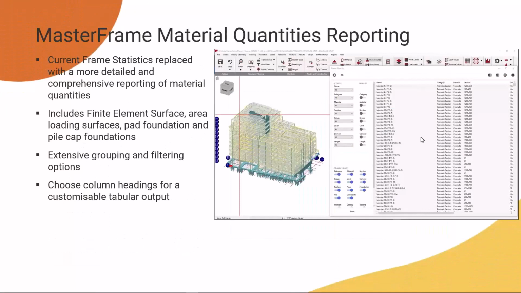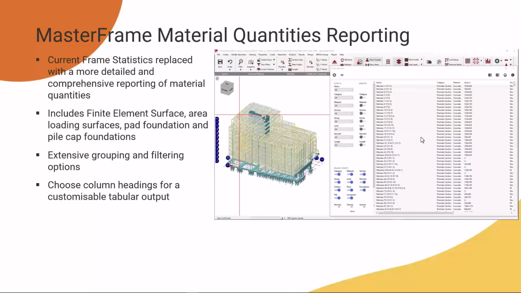Next up, a really nice one: MasterFrame material quantities reporting, which replaces our current frame statistics in MasterFrame and is accessed in the same way. The big advantage here is that our frame statistics focused exclusively on prismatic members, so beams, columns, bracing members, your 2D, two-noded elements. So you get all your section properties and your masses and lengths for those.